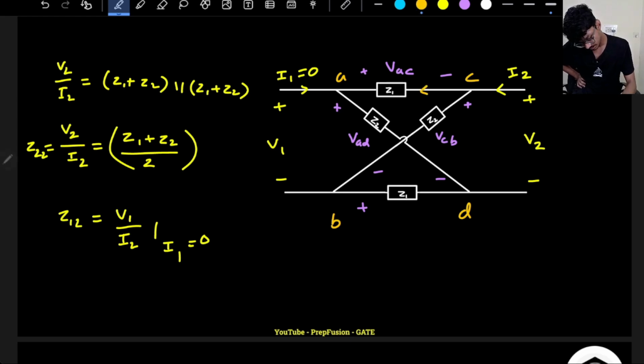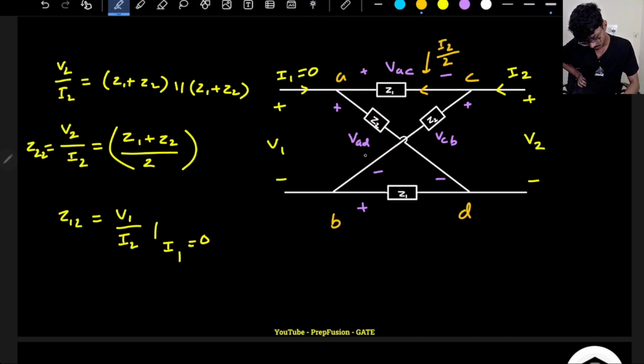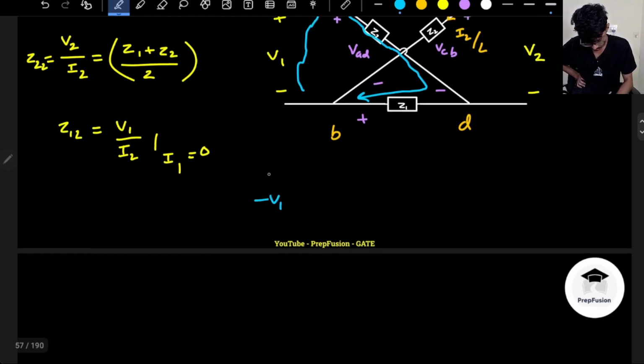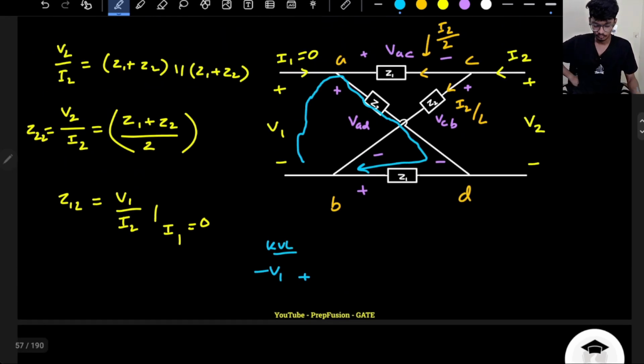If I2 current is incoming here, it is getting divided by this and by this, and both are offering the same impedance. So it will simply be half, right? This current will be I2 by 2. This current also will be simply I2 by 2, correct? So now if I apply a KVL in this loop, I will write minus V1. Now I'm just using a different method to solve for I1 and I2.